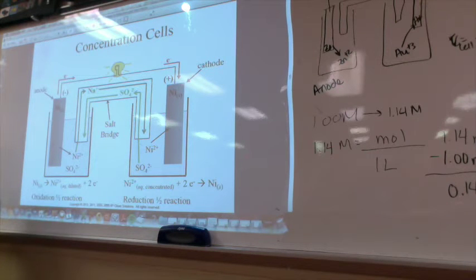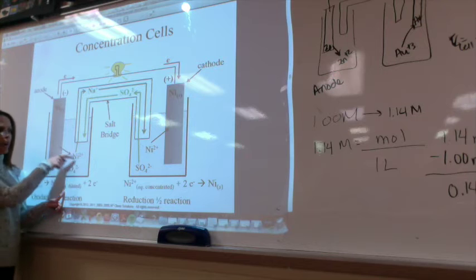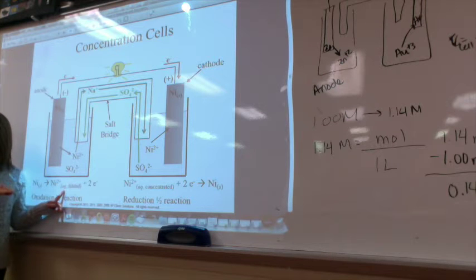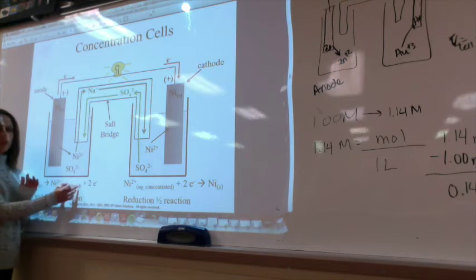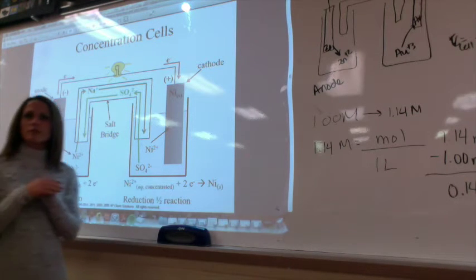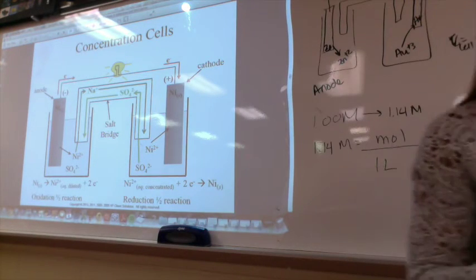I guess the most important thing is making sure you label and understanding that this concentration, if it's diluted to begin with, will have to increase because oxidation will occur here. And remember, it's not always left to right. All of my slides are left to right, but it could occur anywhere. You're looking for dilution. The one that's diluted will have to increase. The one that's concentrated has to go down. Any questions?